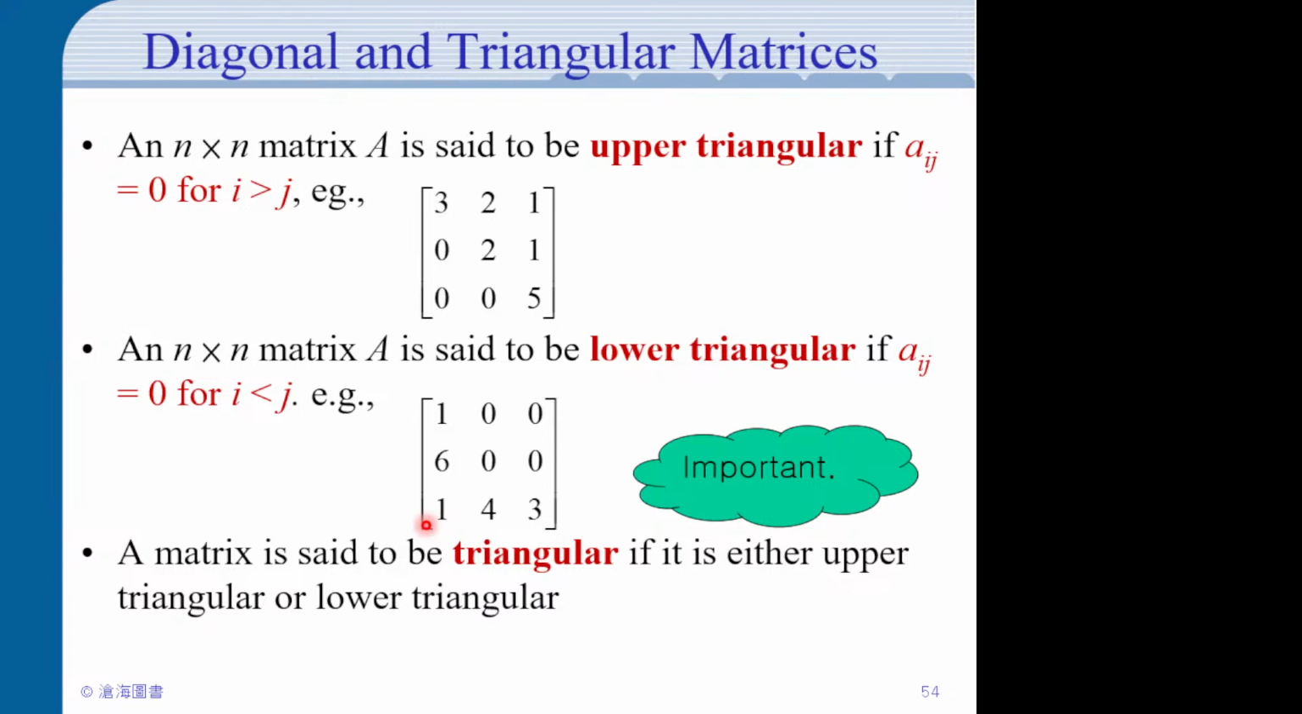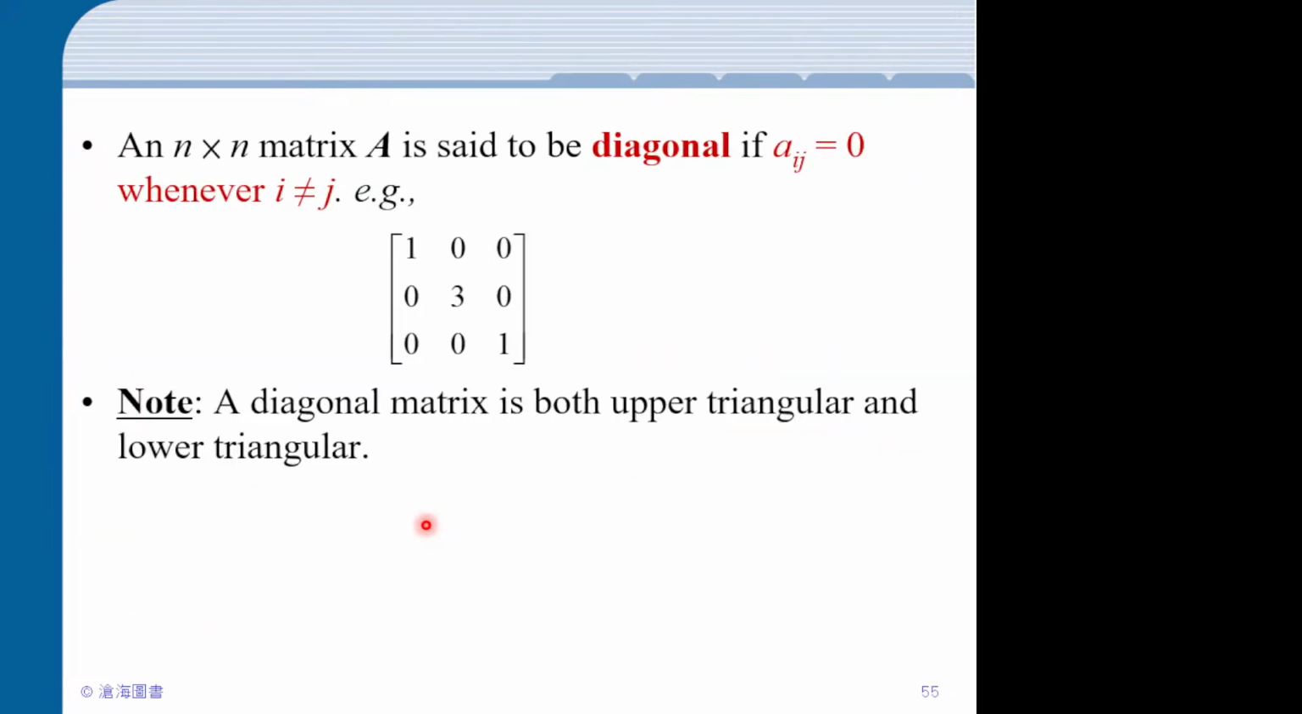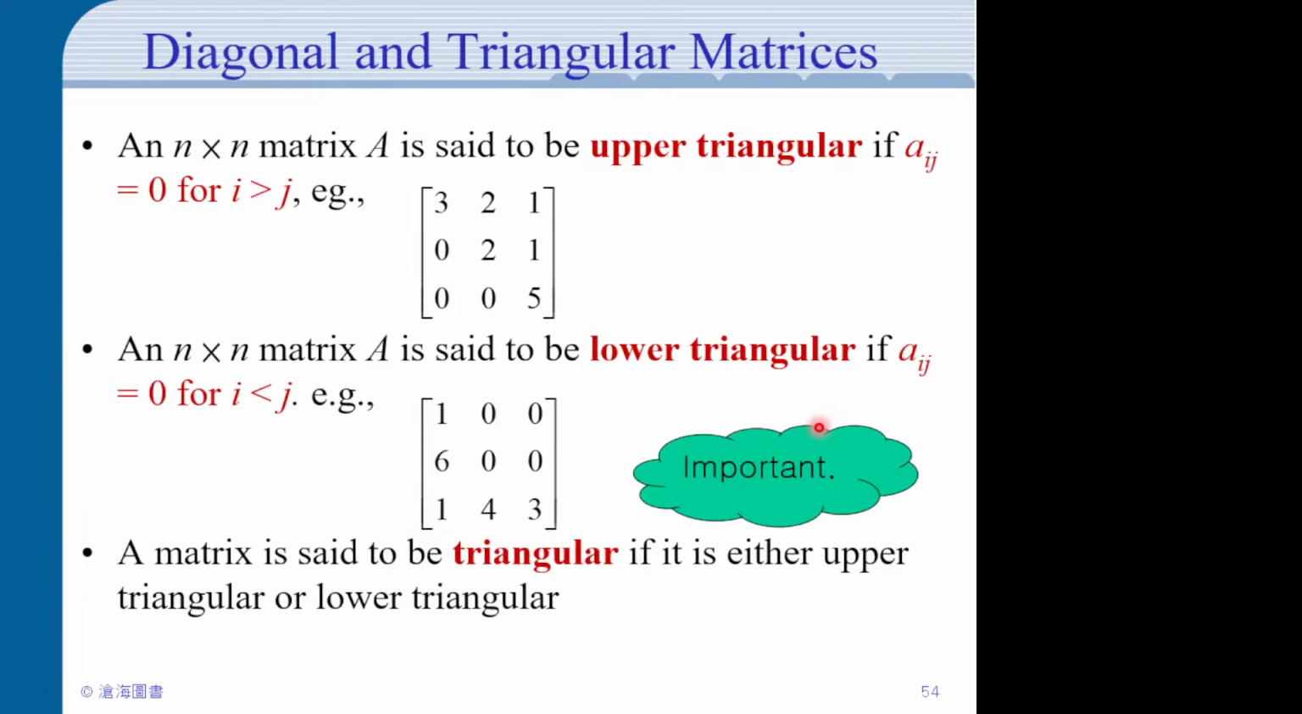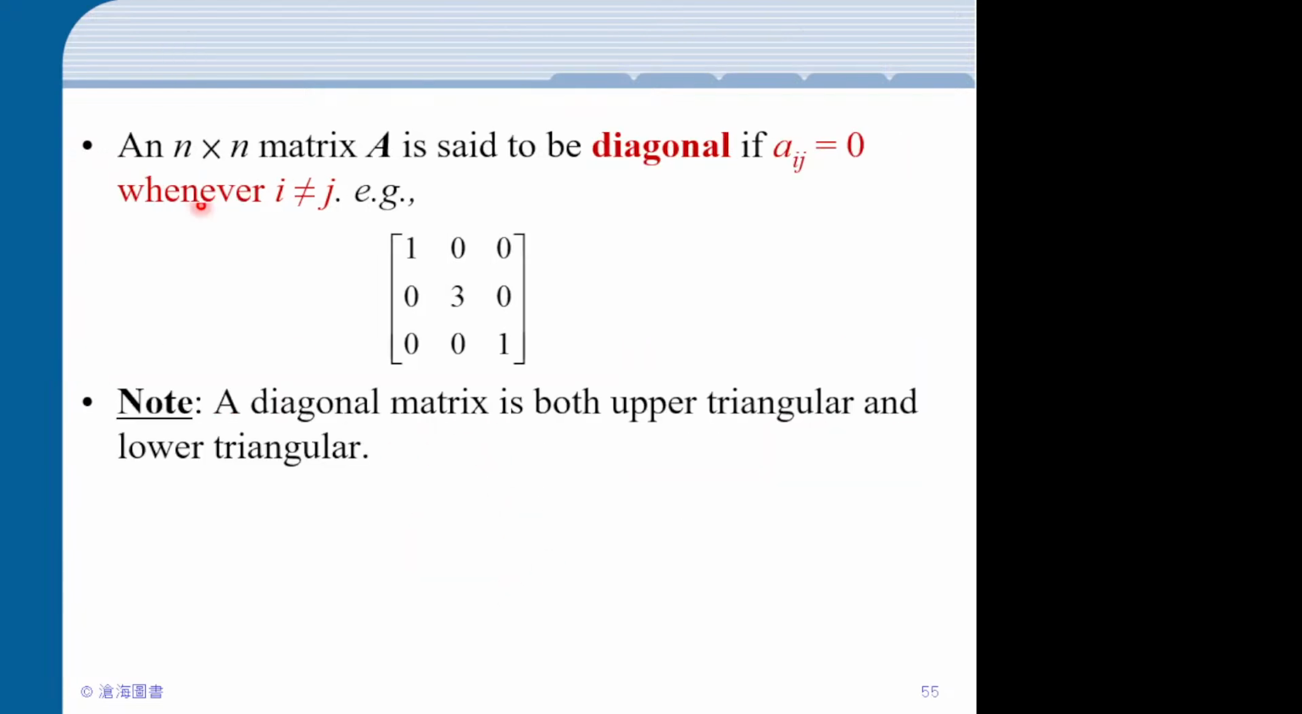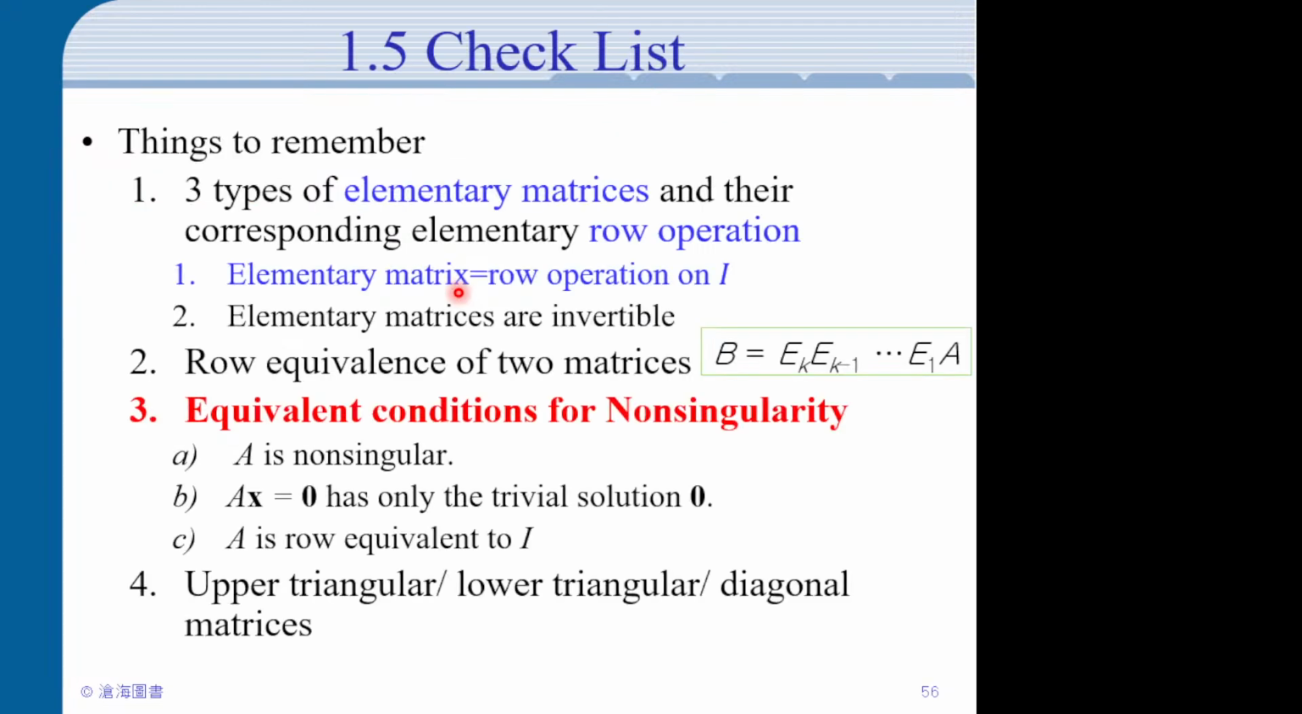Any questions? And we have a lot of definitions, like upper triangular, lower triangular, or diagonal, but it's mostly just definitions. So that's 1.5: we have elementary matrices and using them to describe singularity of matrices.